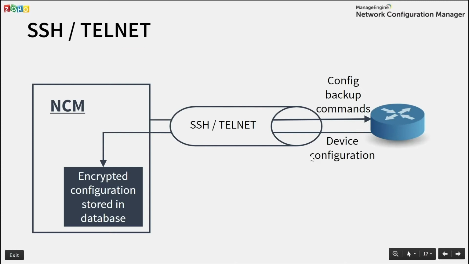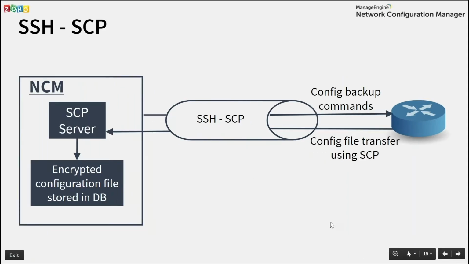So here's how it works. Network Configuration Manager will establish a channel between itself and the device. So we have this communication channel. The configuration backup commands will be sent to the device. The device will receive the configuration backup commands, and it will send its corresponding configuration file. And that file will be encrypted and stored in Network Configuration Manager's database. This process is basically the same for all other credential protocols.